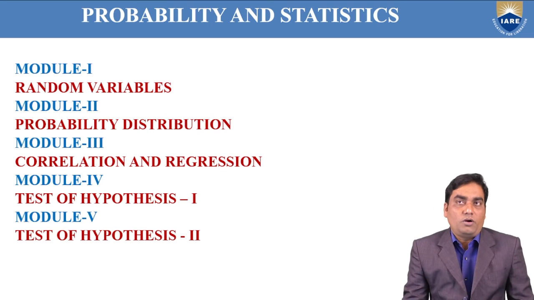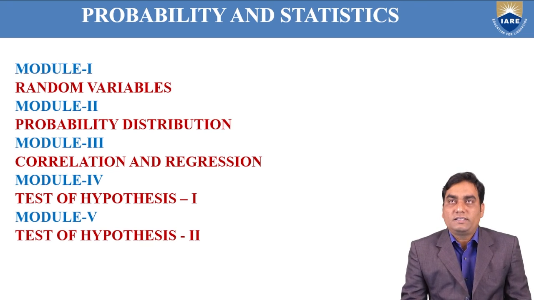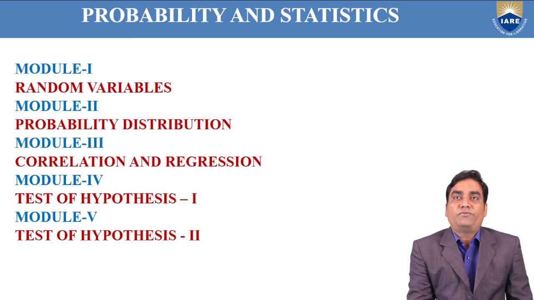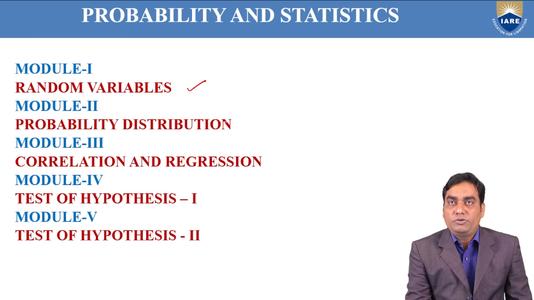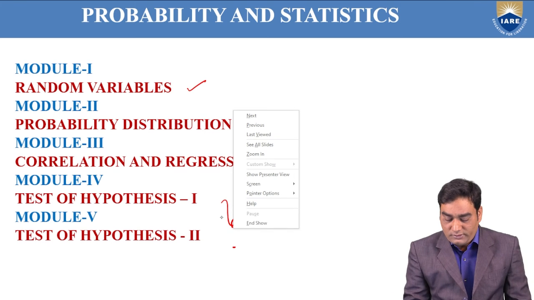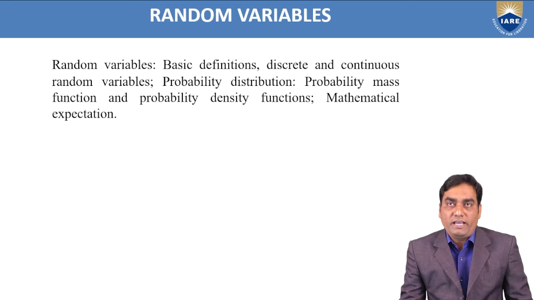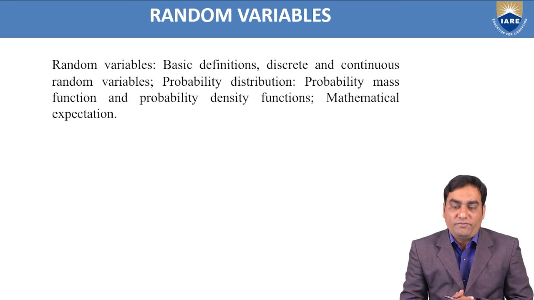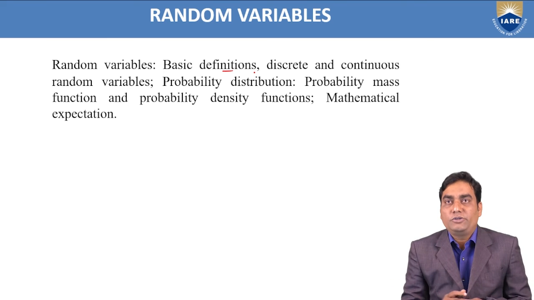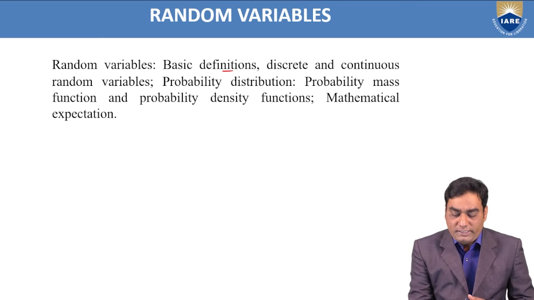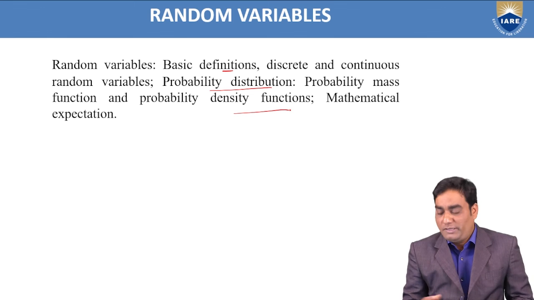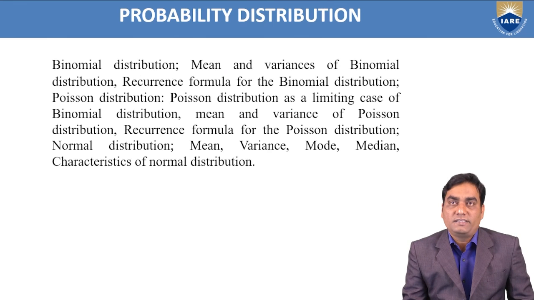And the syllabus of this probability and statistics has a total of 5 modules. In module 1, we are going to discuss random variables. Module 2, probability distributions. Module 3, correlation and regression. Module 4 and module 5, test of hypothesis with the different tests. In module 1, we are going to discuss the basic definition of random variable and discrete and continuous random variables. What is a probability distribution and their types, that means probability mass function and probability density function.